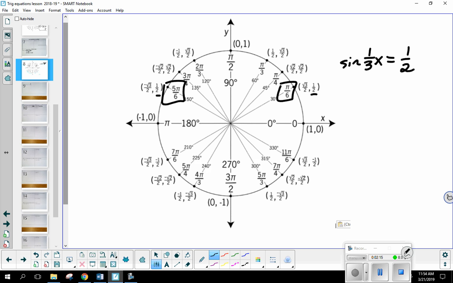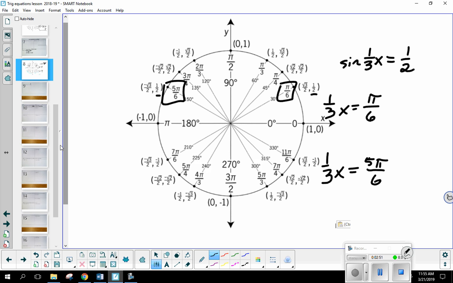Now, what I'm going to do is say x equals, and I'll write these a little bit differently so we have some room here. So x equals pi over 6, or x equals 5 pi over 6. Now for a normal equation, we would be done, but this is where that last part comes in. Remember, it's not just x, it's 1/3 x. So now I want to solve for x with this little equation that I created. Does that make sense?